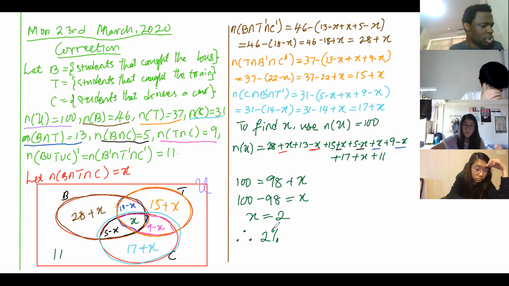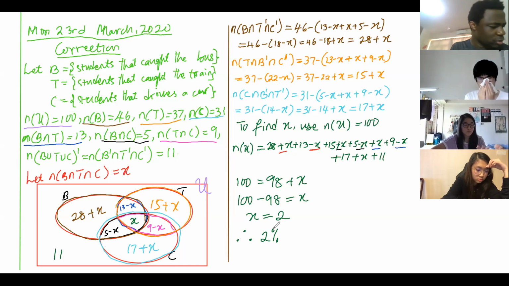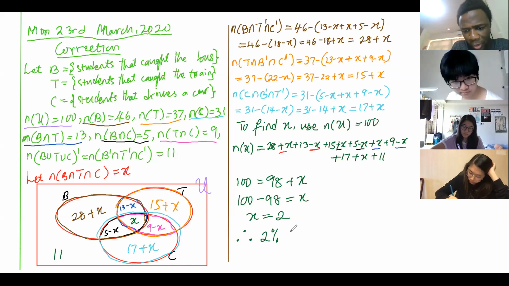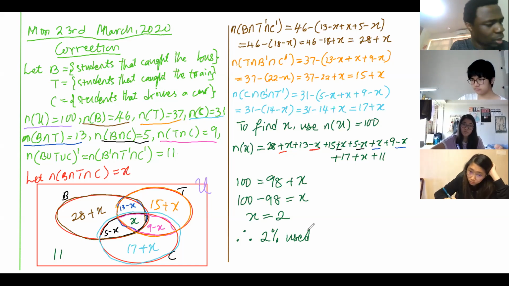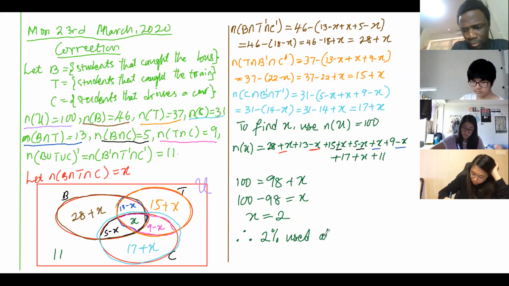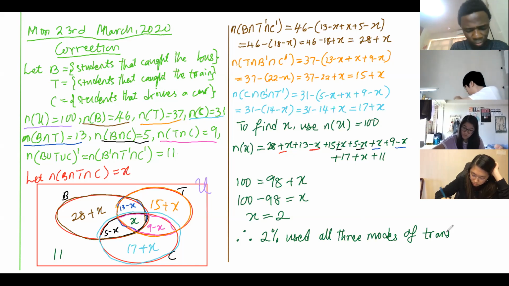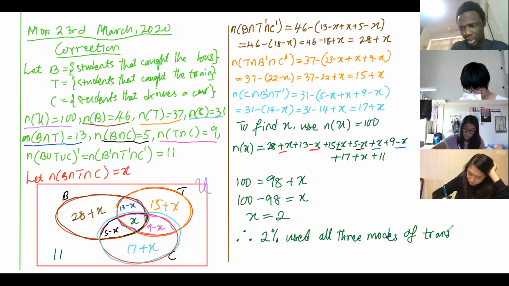The question is always 46% that caught a bus, 37% that caught a train, right? So you could say 2% of the students used, okay? 2% use all 3 modes of transportation. I write that on the next line. I don't know if it will be displayed. All 3 modes of transportation.